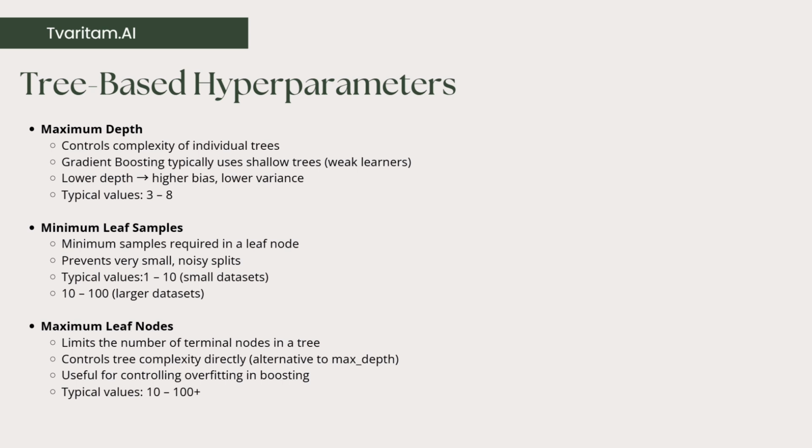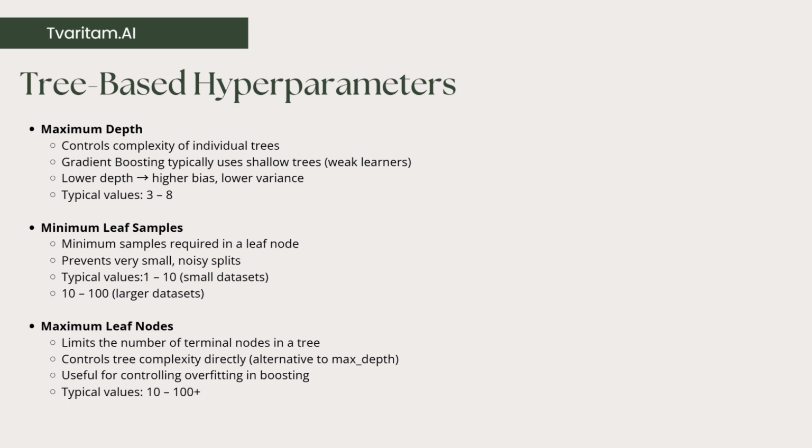Tree-based hyperparameters are there to avoid overfitting, as the gradient boosting method is more prone to overfitting when compared to a random forest model. So we should be careful with hyperparameter tuning, as it requires much more careful tuning as compared to bagging methods like random forest. Now maximum depth controls the complexity of individual trees. Gradient boosting typically uses shallow trees or weak learners, and typical values can be kept between 3 to 8.